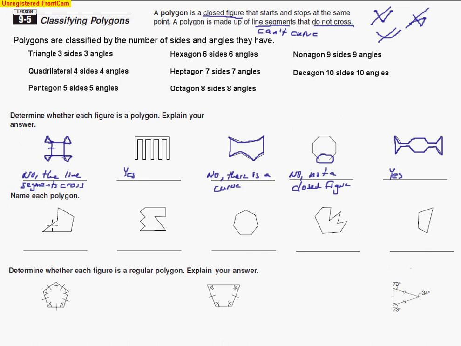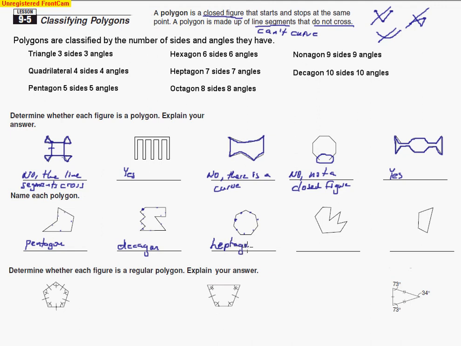And so here we have 1, 2, 3, 4, 5. So we've got a five-sided figure, so we call this one a pentagon. And over here we just count the sides. I just put a little dot so we know not to count that side again. So 1, 2, 3, 4, 5, 6, 7, 8, 9, 10. So this we call a decagon. And then we look at this one. We have 1, 2, 3, 4, 5, 6, 7. So we call this one a heptagon.